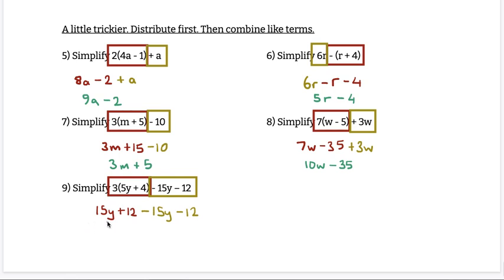Notice what's going on here. Right? So what is going on here? 15y minus 15y, 12 minus 12 leaves us with 0. So we've got nothing left on that there. So that's an idea of recognizing like terms and then combining like terms using distribution as well. So any questions, please feel free to ask.